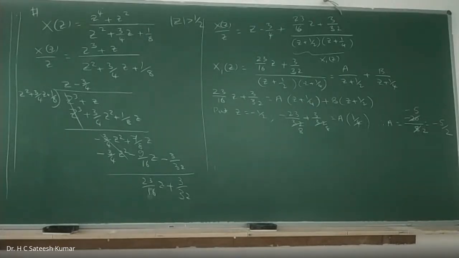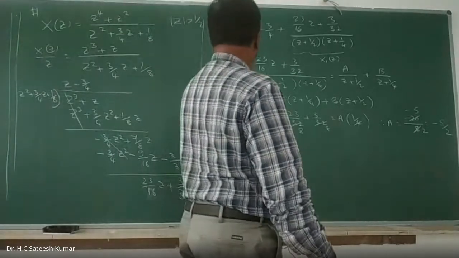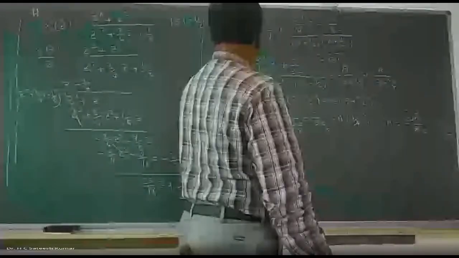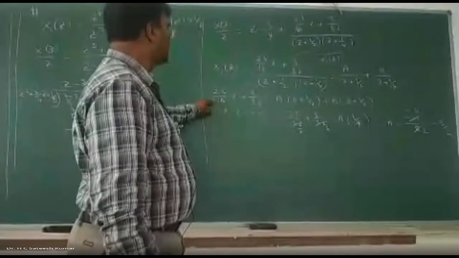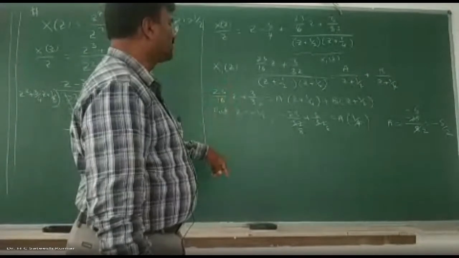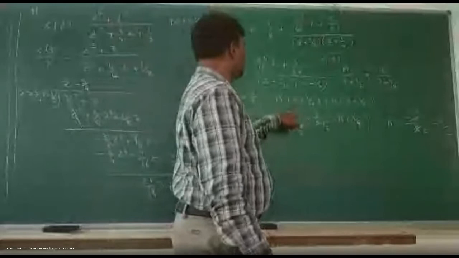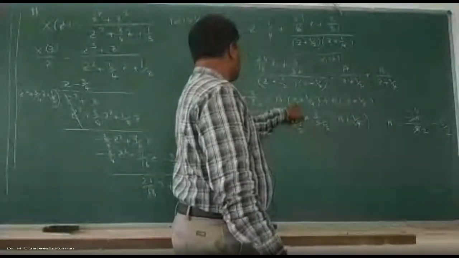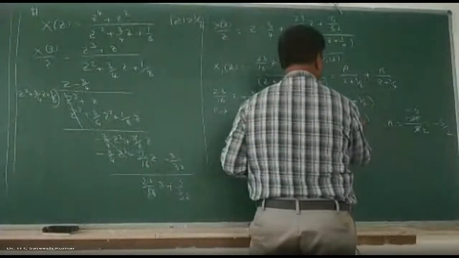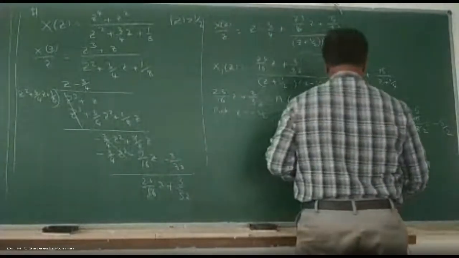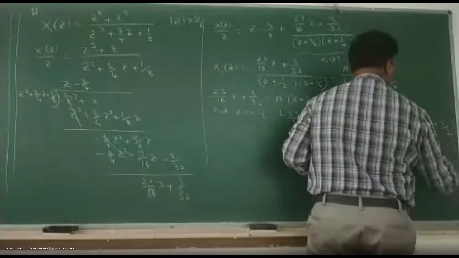Is it minus or plus? You check it out. Okay, right. Minus 23 by 16 plus 3 by 32. So A is how much? Okay, right. Sorry. So here z is minus of plus 1 by 4, which is minus 1 by 4. So therefore this minus minus gets cancelled. This becomes plus 5 by 2.